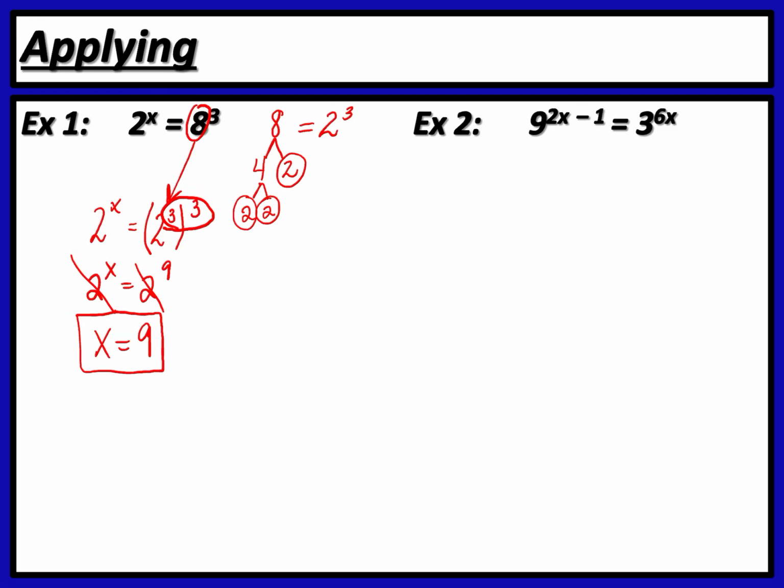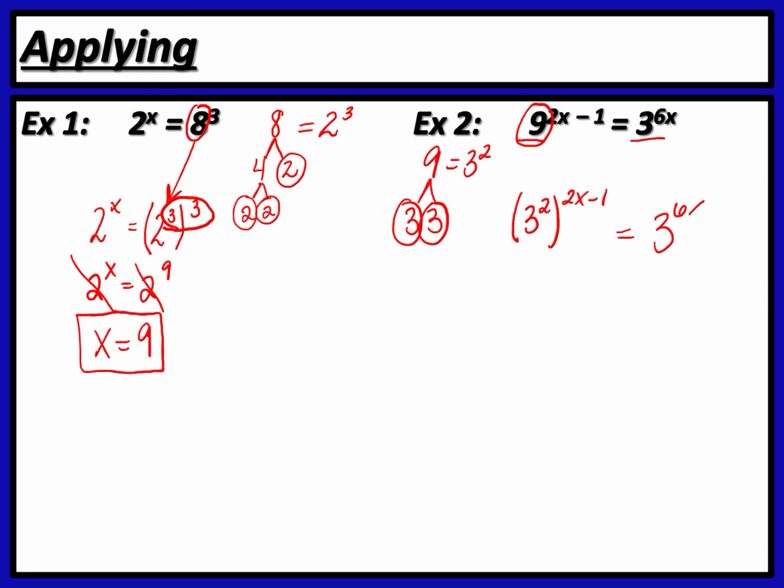Okay, we'll try it again. In example 2, I have a base of 9 and a base of 3. So we're going to break down the larger number to look like the smaller one. I break down 9, and 9 is the same thing as 3 squared. So I'll change out just the 9 and make that quantity 3 squared, but I want to keep the rest of the equation, or the exponent over there, exactly the same.